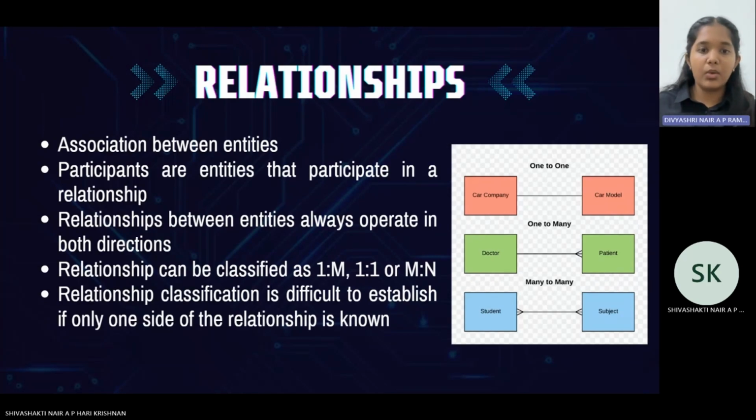For example, in a one to many relationship, one entity like a teacher can be linked to multiple students, whereas in a one to one relationship, one entity such as a person might be associated with exactly one passport. A many to many relationship, like a student enrolling in many courses, shows that multiple instances of both entities are involved. However, determining the classification of a relationship can be challenging if only one side of the relationship is known, as the nature of the connection often requires understanding both entities involved.